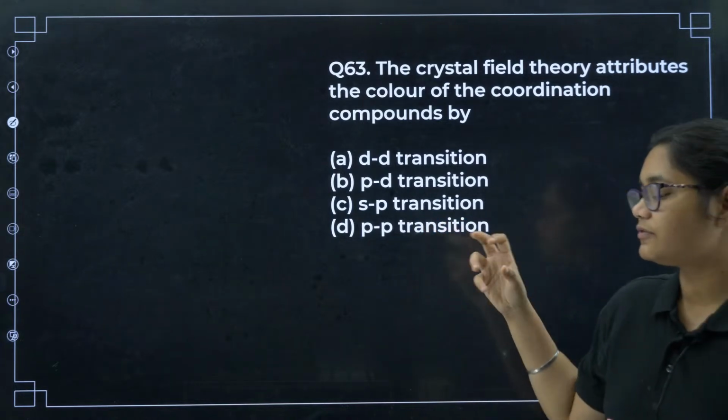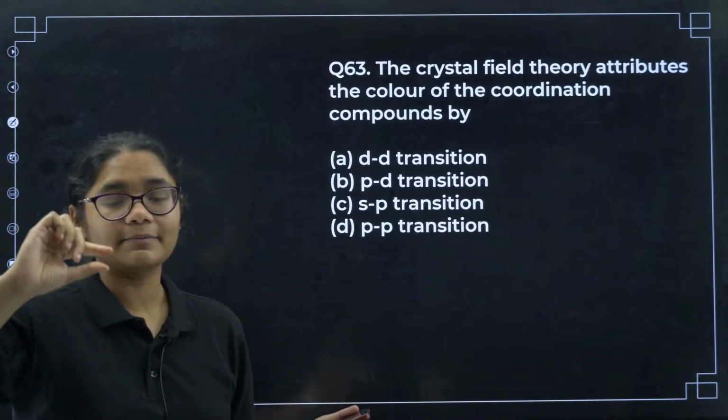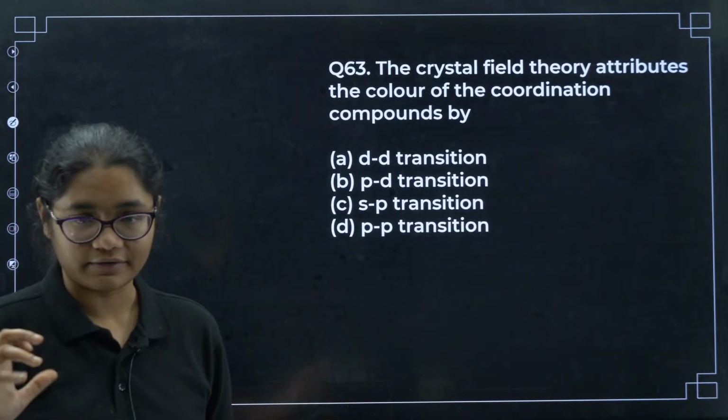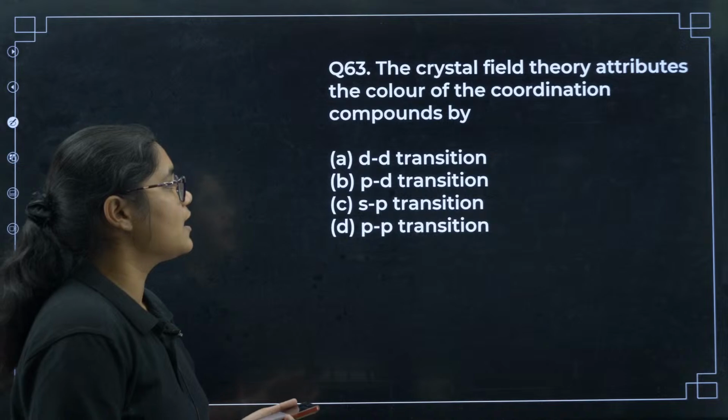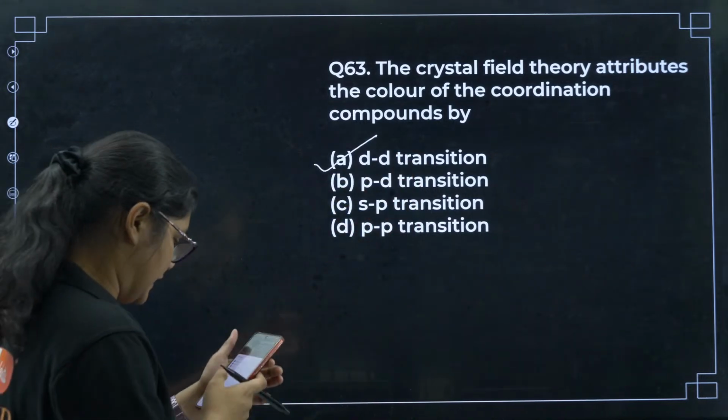The color of the coordination compounds is due to the presence of unpaired electrons. These unpaired electrons undergo transition, right? And that is why we get a colored compound. So it is due to d-d transition, option number A here.